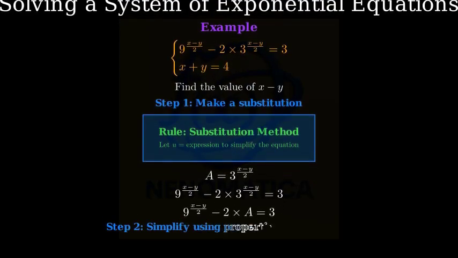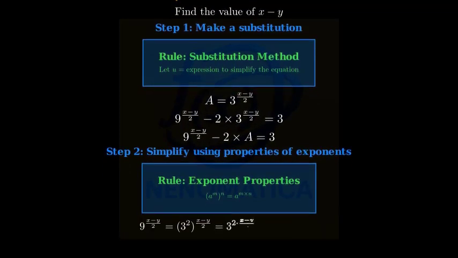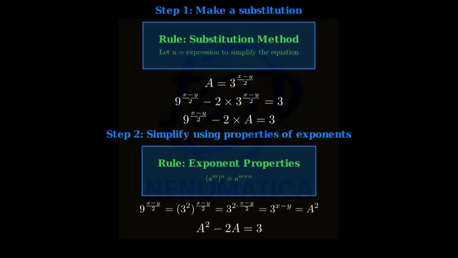We know that 9 raised to the power of quantity x minus y over 2 is equivalent to 3 squared raised to the power of quantity x minus y over 2. By the laws of exponents, this equals 3 raised to the power of quantity x minus y, which is a squared. Now, we have a quadratic equation in terms of a.